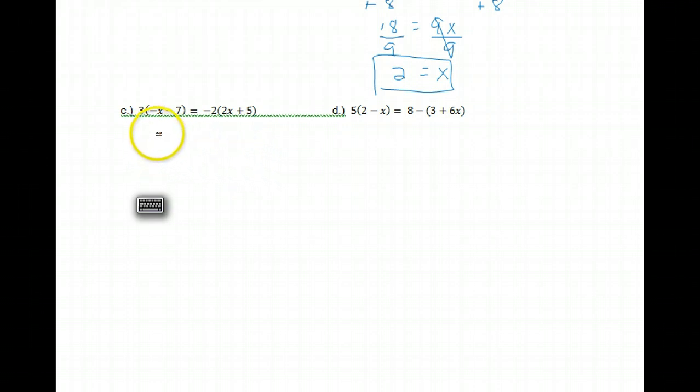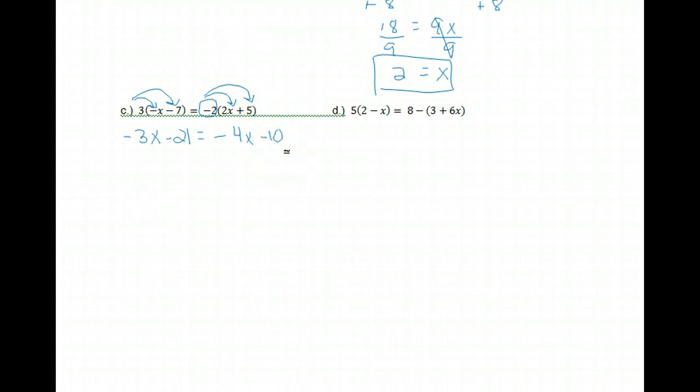On the left-hand side, you should have found that there was no combining that you can do within your parentheses, so we do need to distribute in a positive 3. 3 times negative x makes negative 3x. 3 times negative 7 makes negative 21. On the right-hand side, since there was no combining that could be done inside the parentheses, we will distribute in a negative 2. Negative 2 times 2x makes negative 4x. Negative 2 times 5 makes negative 10.